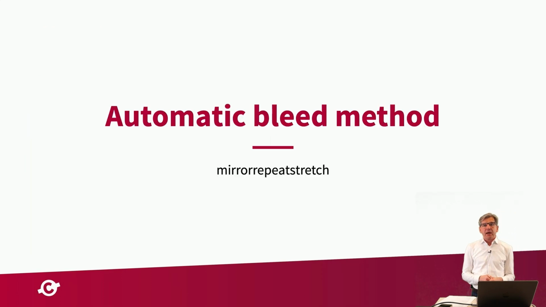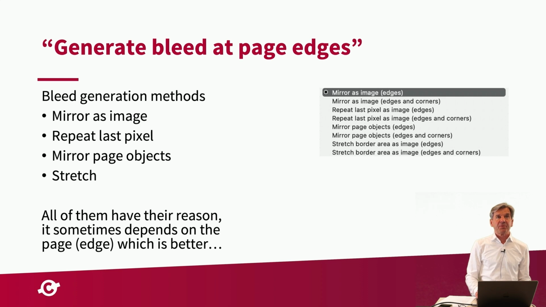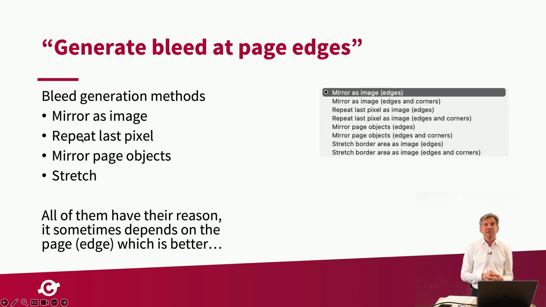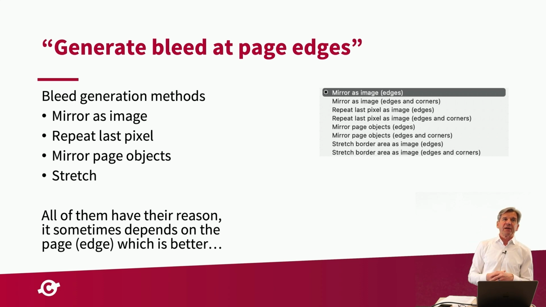And then we also did something for bleed generation, and that is titled Automatic Bleed Method. In bleed generation, you have basically 4 different methods to create bleed. You can mirror as an image, you can repeat the last pixel, you can mirror page objects, so not creating an image from the pages, but really mirroring the page objects, or you can do stretching.